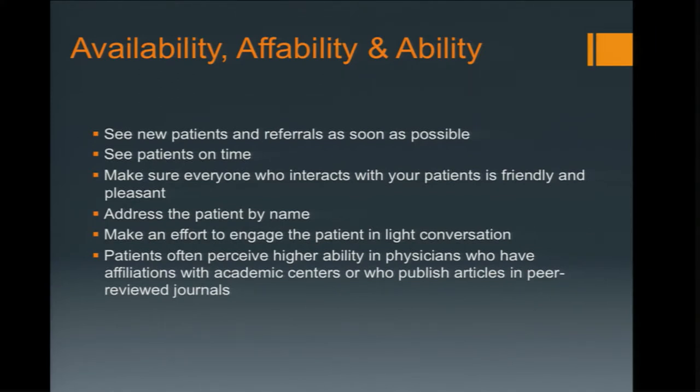So: availability, affability and ability. I think ability we all have; we are all fellowship trained. The first two matter. Availability, as I told you: you should see patients and referrals as soon as possible, and try to maintain your time schedule in the OPD. Make sure that everybody who interacts with you is friendly and pleasant. Address the patient by name. Try to engage him in light conversation, even if he has an endophthalmitis. Patients might also perceive higher ability in physicians who have affiliations with academic publications or medical colleges. So try to publish.